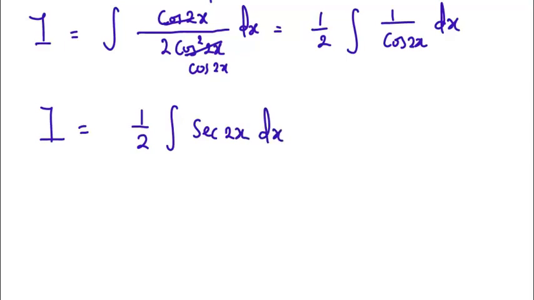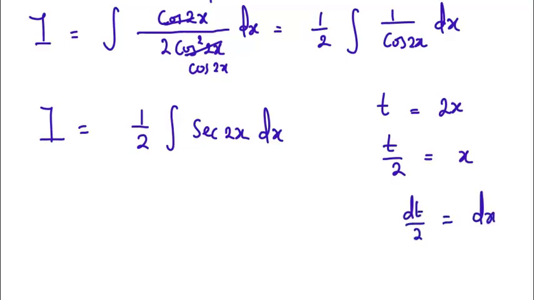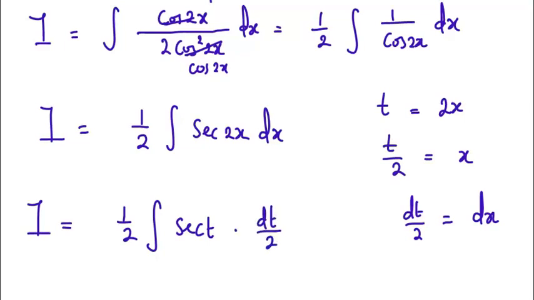So let us make the following substitution. We're going to let t equal 2x. Divide both sides by 2, we get t over 2 is equal to x. Differentiate both sides, we get dt over 2 is equal to dx. So here we get I is equal to 1 over 2 times the integral of secant of t, and then our dx here is going to be dt over 2.